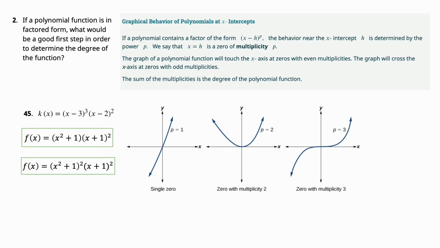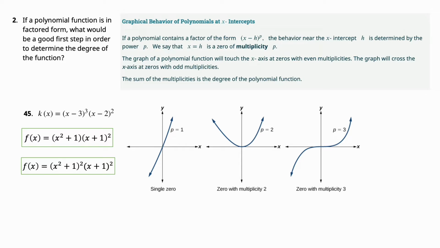If a polynomial function is in factored form, what would be a good first step in order to determine the degree of the function? Well, you're going to have to talk about what a factor is and a zero, and there's a question coming up that brings that up, but also multiplicity, and that's how many times a factor or a zero occurs.